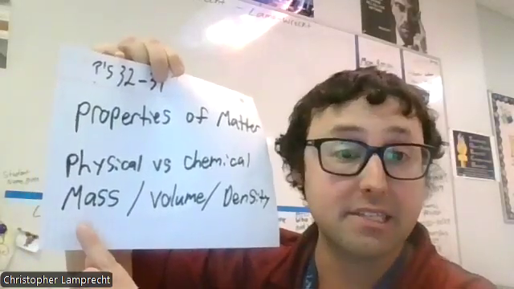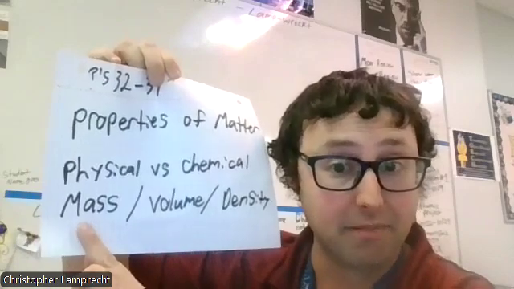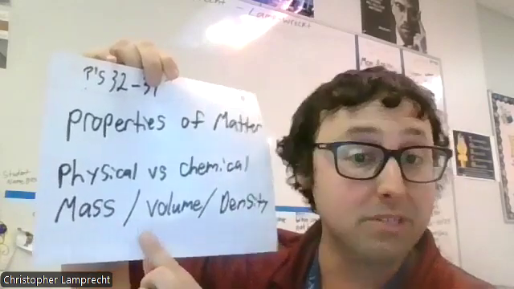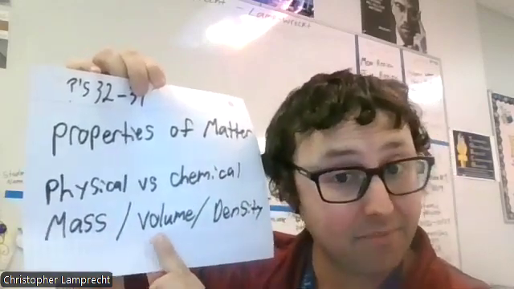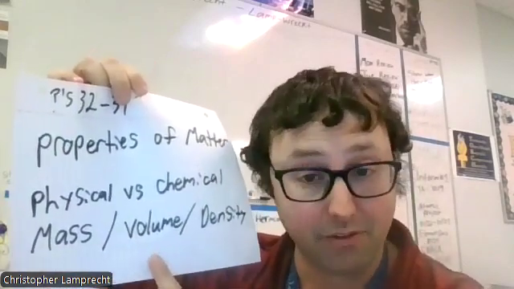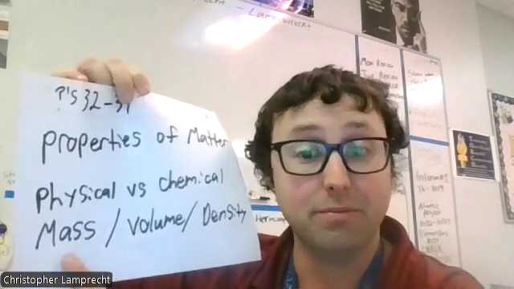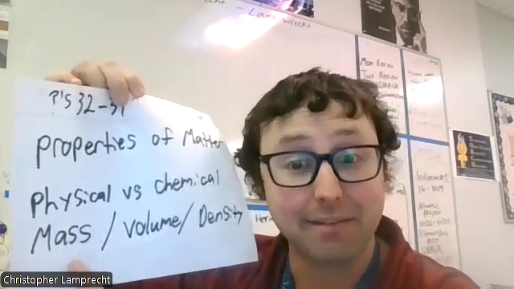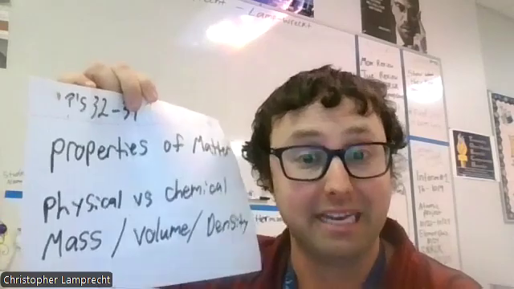So mass is essentially how many atoms make something up. Volume is how much space it takes up. And then density is mass divided by volume. So it's that ratio between how much is in something versus how much space it takes up that is density. So that's what you need to know for those multiple choice questions.